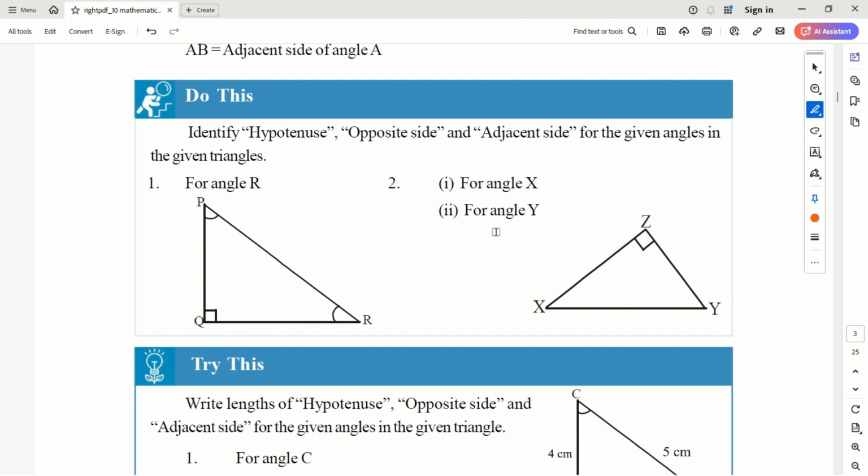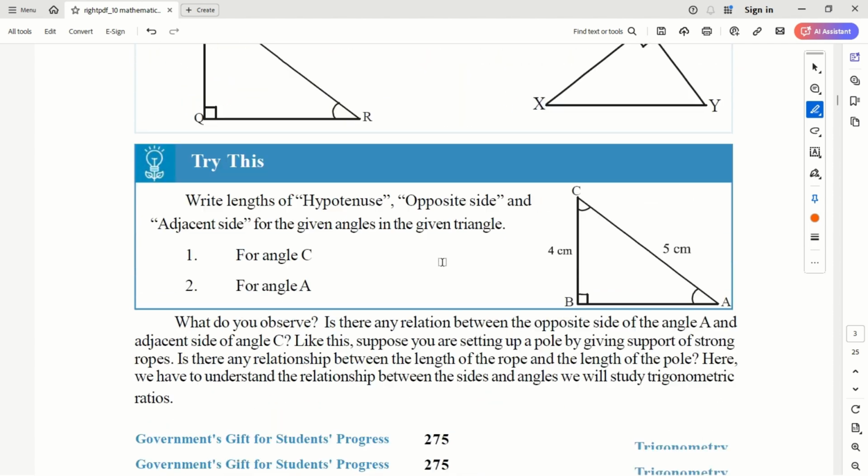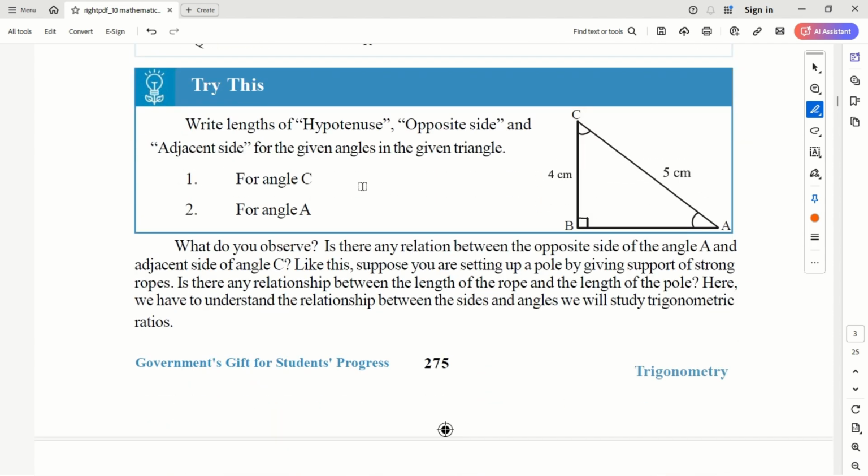Now here in this case, it is asking for the XYZ triangle. From angle X point of view, hypotenuse is XY, opposite is YZ, adjacent is XZ. From angle Y point of view, opposite is XZ, adjacent is YZ, hypotenuse is the same, XY. Now, write the lengths of hypotenuse, opposite and adjacent side for the given angles in the triangle.